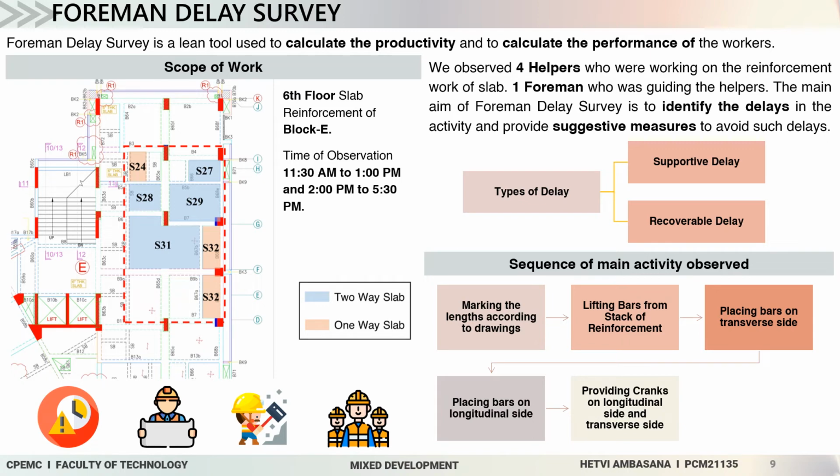For the slab reinforcement work, the helpers were marking the length of slab according to drawing. Next is lifting bars from the stack of reinforcement. Next is placing bars on the transverse side, placing those bars on the longitudinal side, and providing the cranks on the longitudinal and transverse side.